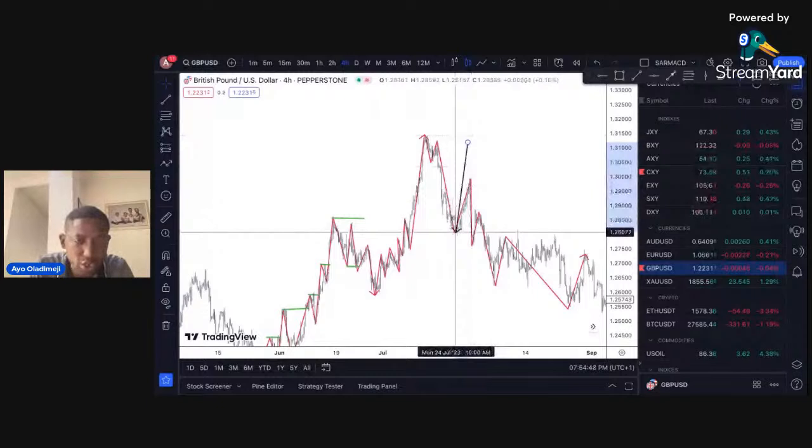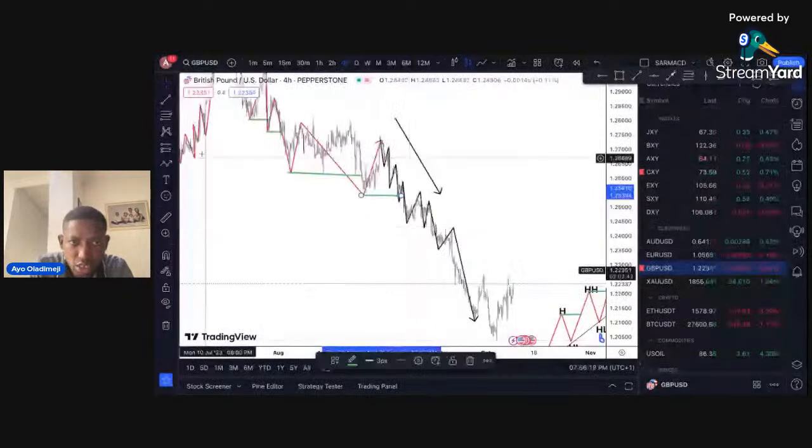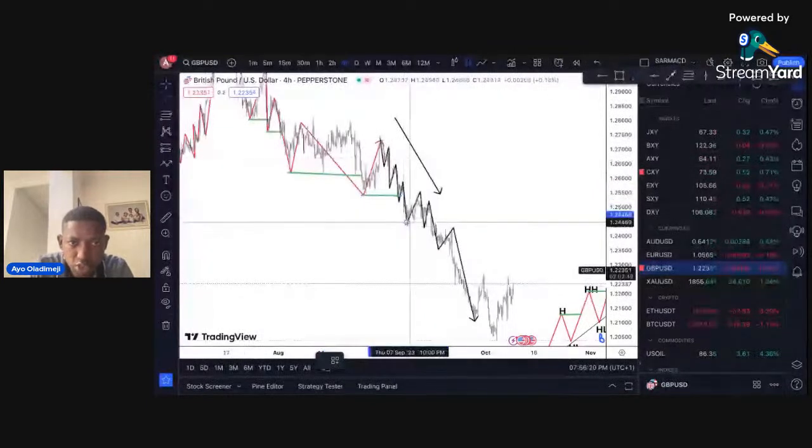Okay, so we have this low here, lower low here, that was broken, and the moment it was broken here, this guy became the new lower high, lower low. Then you can see it was broken. This place became the new lower low. Eventually it was broken, so the downtrend continues.